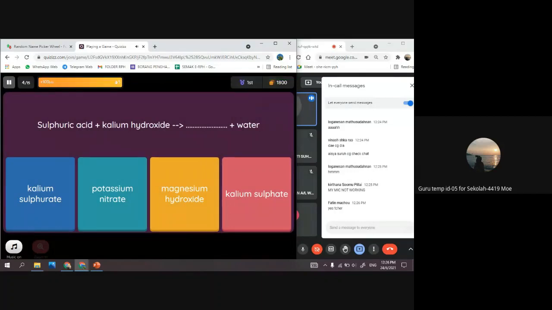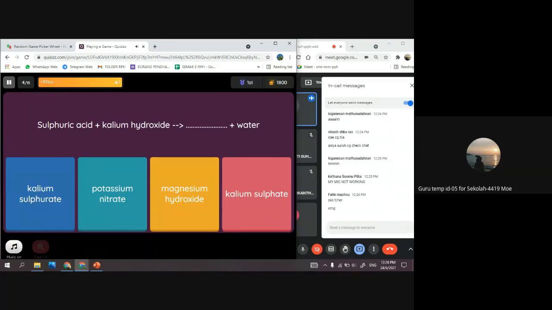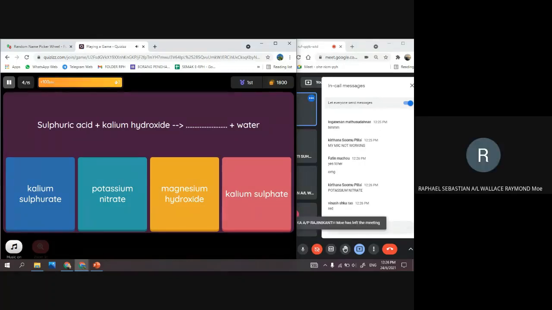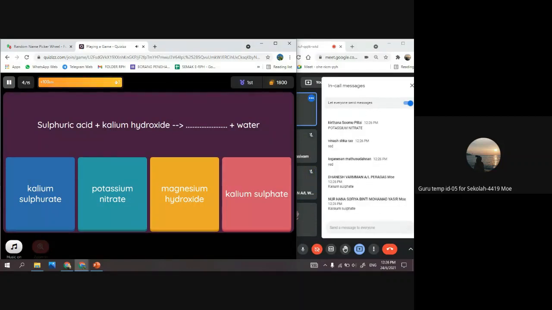Ni kena fikir sikit nama dia. So, sulfuric acid plus kalium hydroxide will get what? Salt plus water. So, what is the salt's name? OMG. Tadi saya dah explain macam kita nak tahu nama salt tu based on the name of acid and the name of alkali. So, Kirtana said potassium nitrate. Betul ke potassium nitrate? Kalium sulfate. Okay, ada people? Kalium sulfate. Okay, betul. Kalium sulfate.